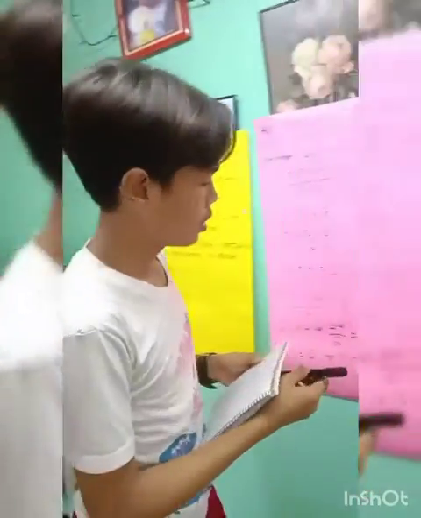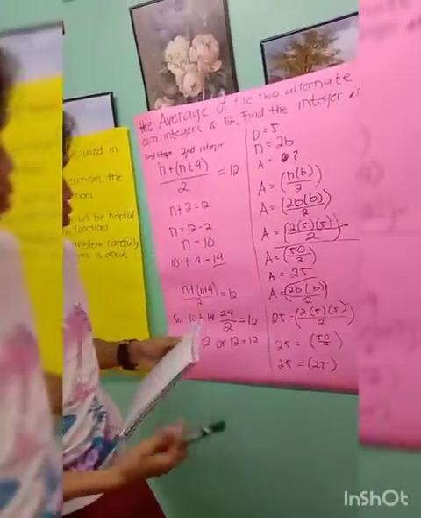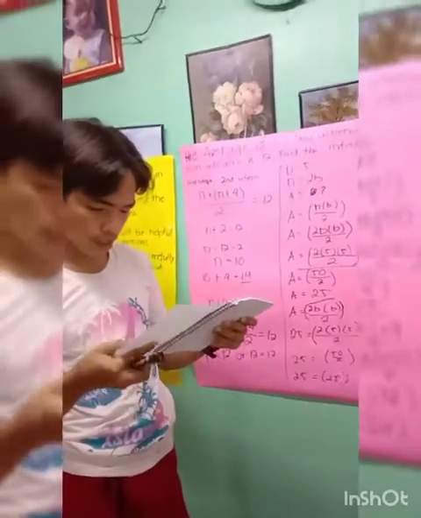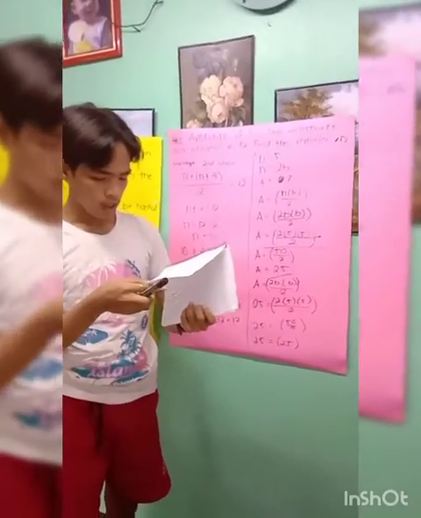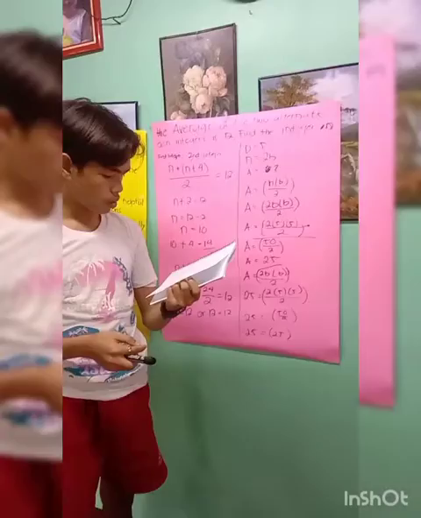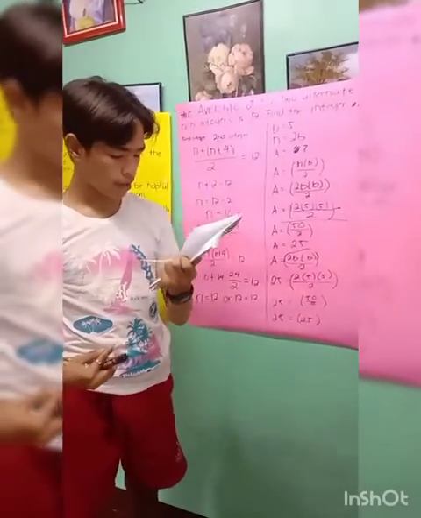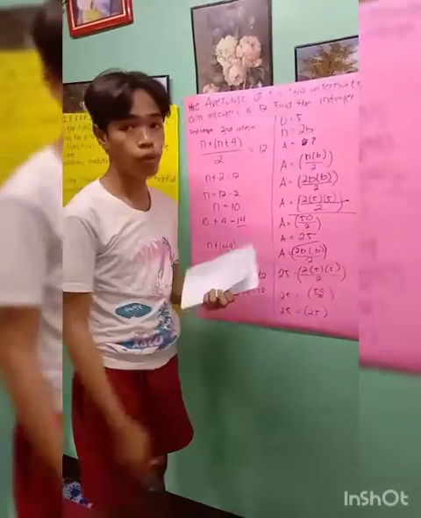Ang area of the triangular wall decor is equal to 25 square inches.